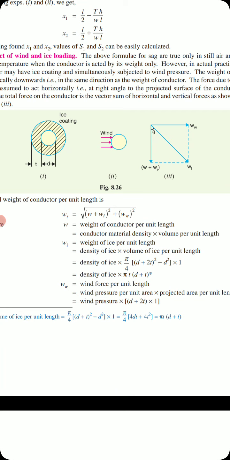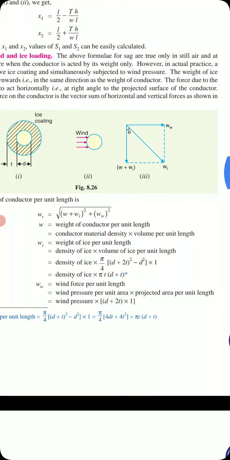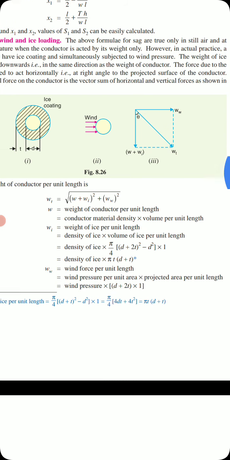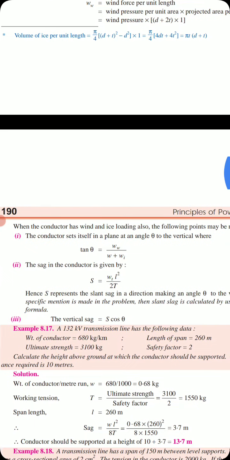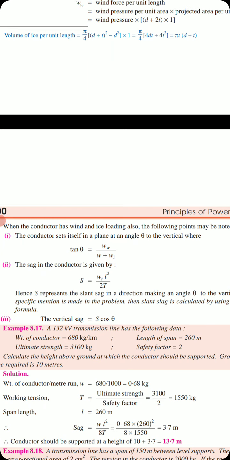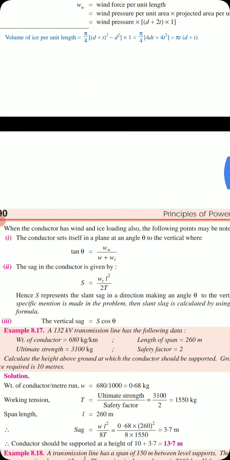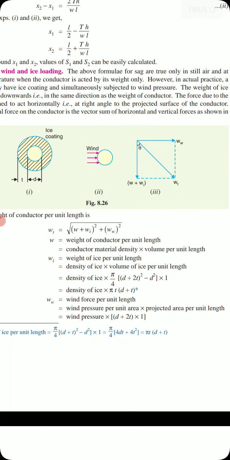At the same time the wind force weight is given by wind pressure per unit area into projected area per unit length, wind pressure into (d plus 2t) into 1. If ice thickness is 0 then t becomes 0, so obviously only the diameter of the conductor will be there. So the conductor itself lies in a plane at an angle theta to the vertical, where you can see here an angle theta.